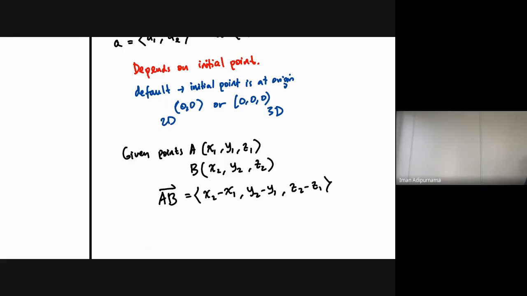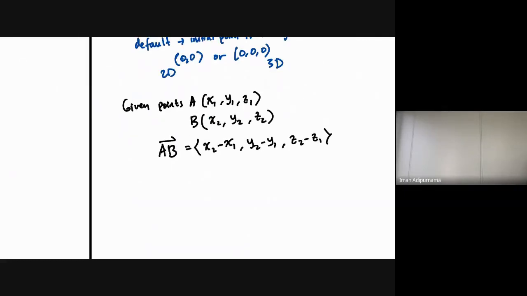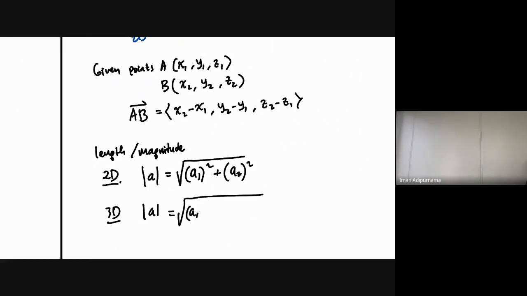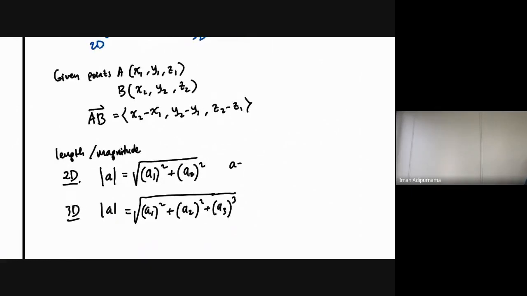And then lastly for today, the length or magnitude. For 2-dimension, the length is the square root of A1 squared plus A2 squared. In 3D, the same, but with the three components. So this vector is A1, A2. The vector is A1, A2, A3. Okay.